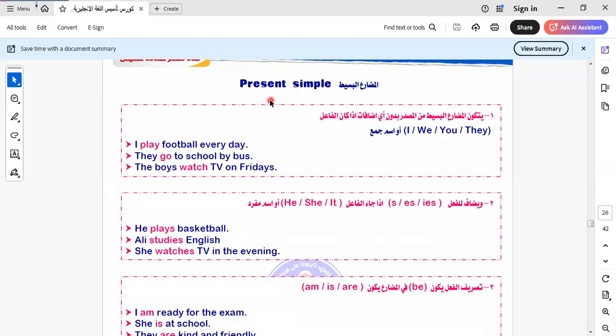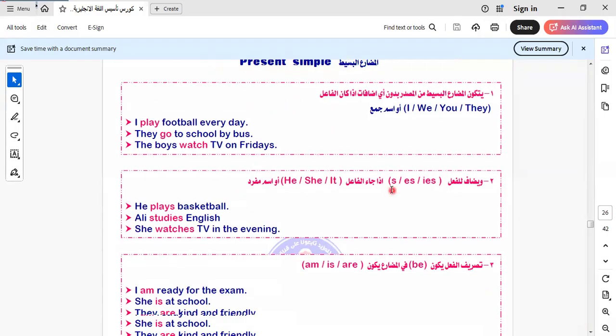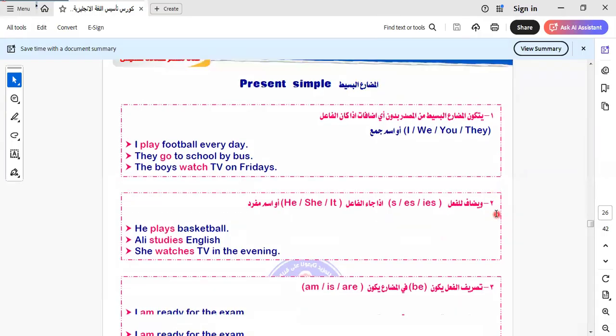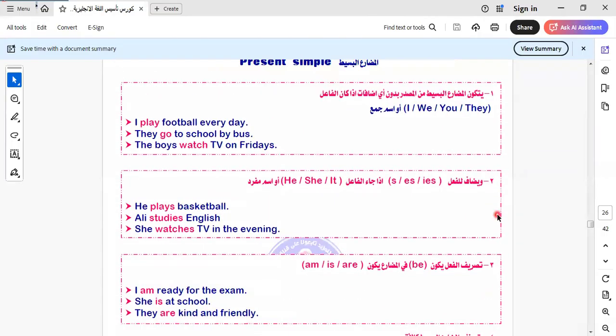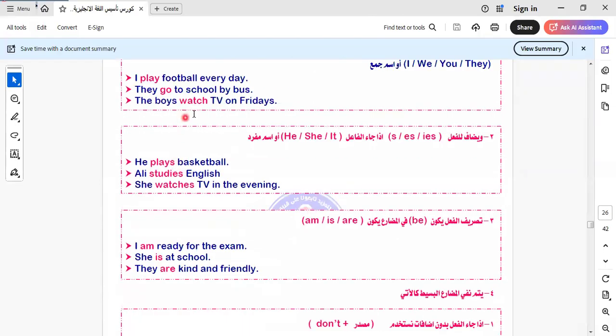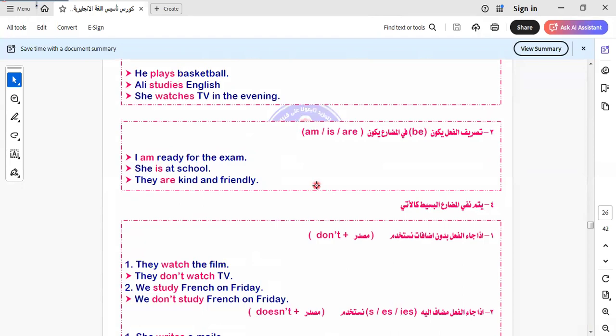Last class, in the last video, we talked about the present simple tense. As we know, the present simple tense is used to describe facts and habits, okay? And the formula of this tense, what will it be? It will be adding s to the verb, like this. We say plays, we say watches, when we use he, she, it, not with the pronouns like play and go, okay?